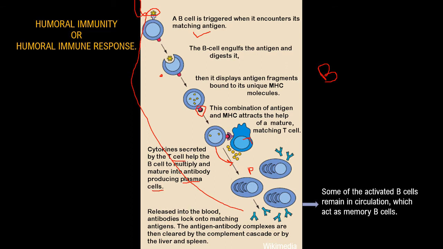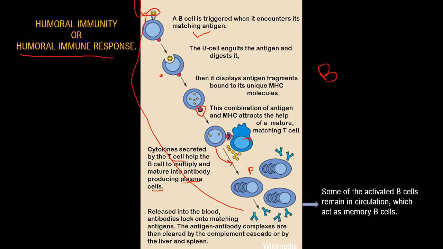Antigen-antibody complexes are then cleared by the complement cascade or by the liver and spleen. This is how bacteria or a particular antigen is cleared from our body. So this was regarding B cells. This particular immune response is known as humoral immune response.